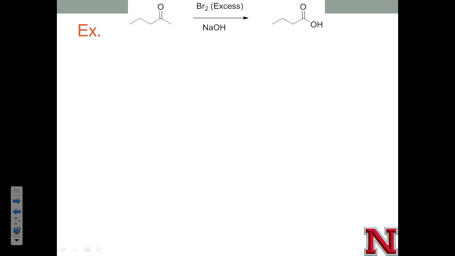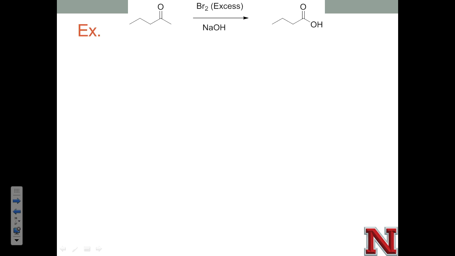So here, first thing to know, what condition is this under? Basic. So we're only going to be forming negative charge. So this one's a little bit different. We can't protonate our alcohol first, our oxygen first, because we don't have that. So this one's going to be a little bit different. So we're under basic conditions.